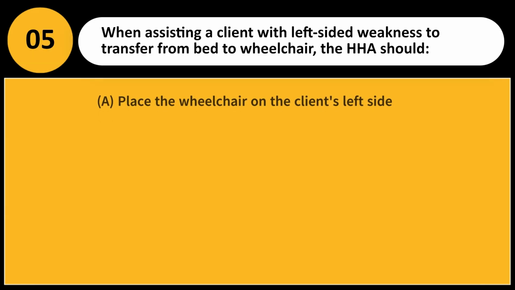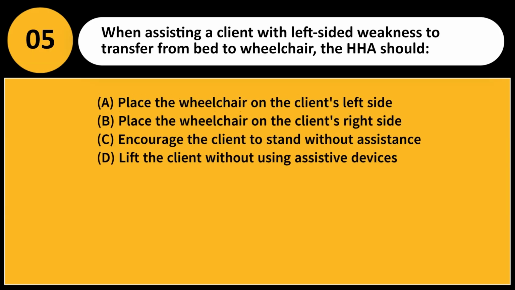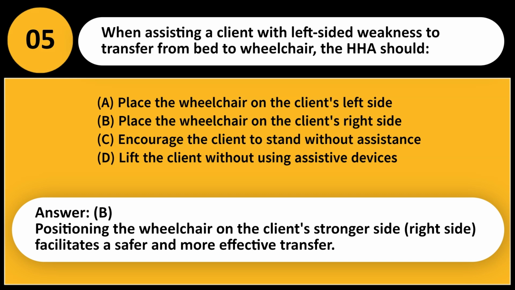When assisting a client with left-sided weakness to transfer from bed to wheelchair, the HHA should: A. Place the wheelchair on the client's left side. B. Place the wheelchair on the client's right side. C. Encourage the client to stand without assistance. D. Lift the client without using assistive devices. Answer: B. Positioning the wheelchair on the client's stronger side, right side, facilitates a safer and more effective transfer.